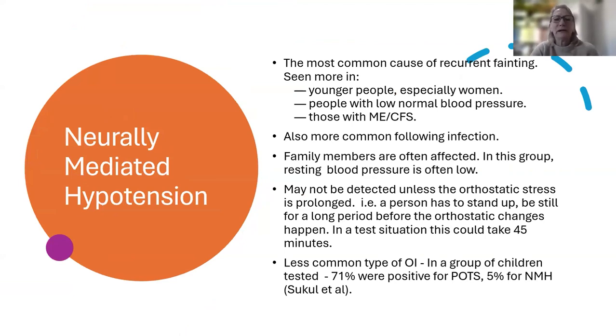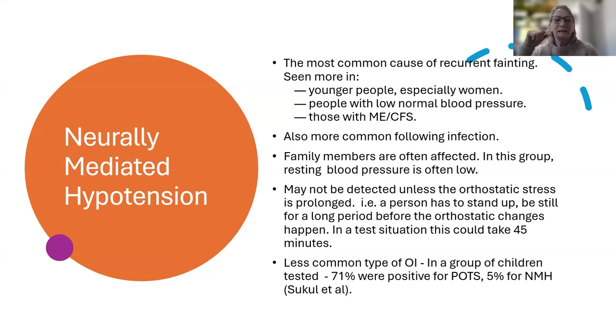It's the most common cause of recurrent fainting. So people that faint a lot, this is probably the most common cause for it. It's seen more in younger people who have a low to normal blood pressure, and also more in people with MECFS. It also happens following infection, and sometimes you can get groups of family members who have this in common. The resting blood pressure is often lower than normal.